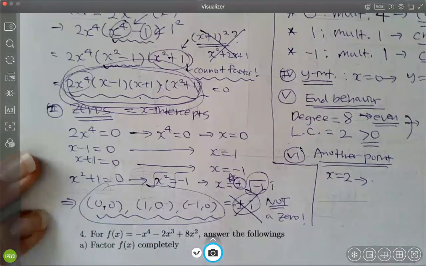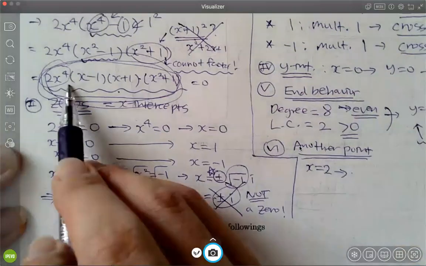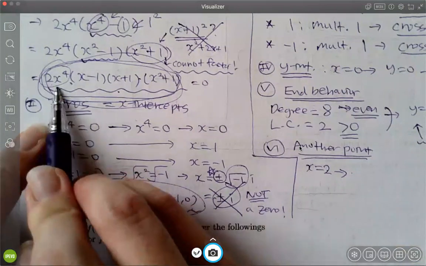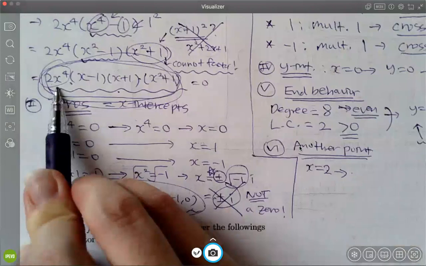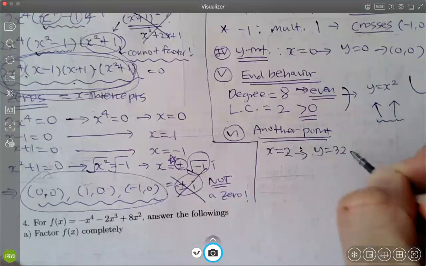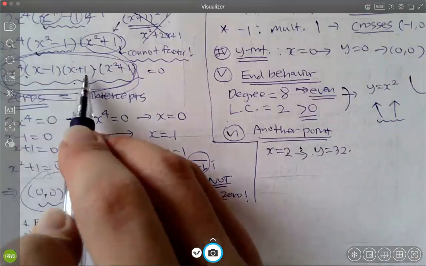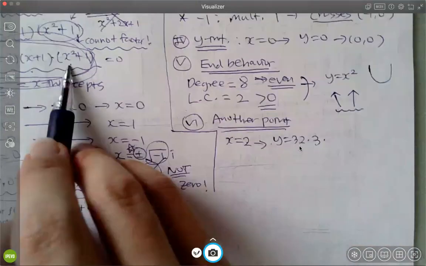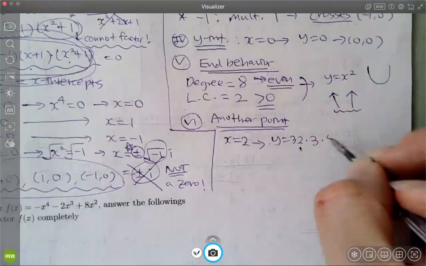Now try plugging 2 into this factored form. So what do you have? 2 times 2 to the 4th, right? Now 2 to the 4th is 16, times 2, so that's 32, right? So we have y equals 32 times (2 minus 1), so that's 1, meaningless. And then 2 plus 1 means 3, right? And then 2 squared plus 1, so that's 4 plus 1, so that's 5, right? So we have 32 times 3 times 5.